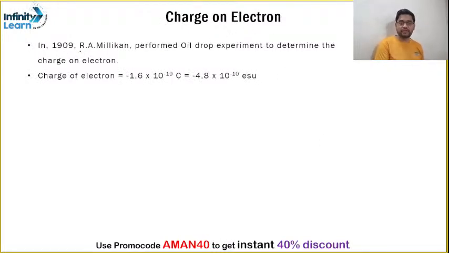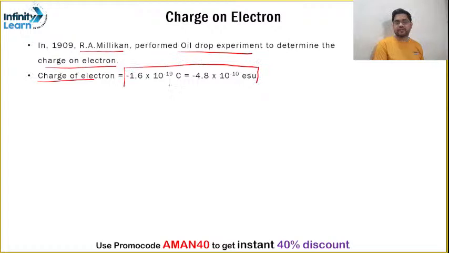Now, charge on electron. The charge on electron was determined by R.M. Millikan by the oil drop experiment. Talking about the charge of the electron, you have to remember this: it is minus 1.6 into 10 raised to minus 19 coulombs or minus 4.8 into 10 raised to minus 10 electrostatic units. Please remember this value. Okay, clear?